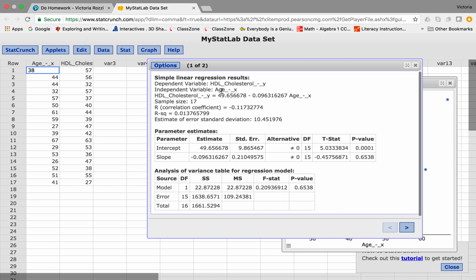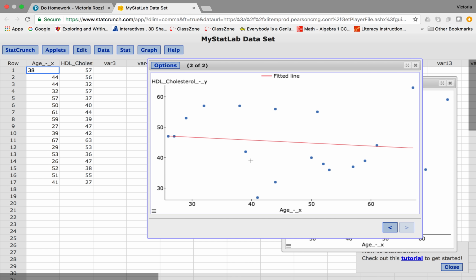So they write it out in y equals b plus mx form, and they also have the intercept and the slope here that you can just plug into your equation. And also, if you go over here, you can now see how this line actually fits the data, and you can tell it's really not a good fit.